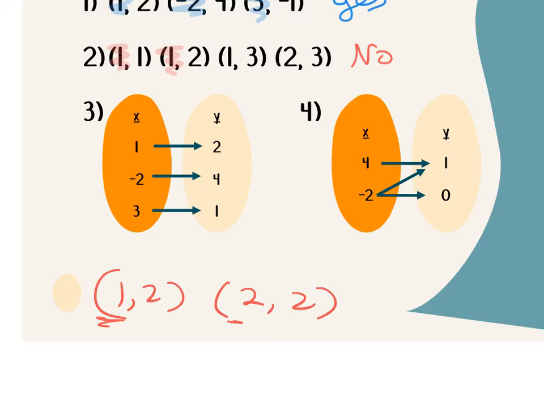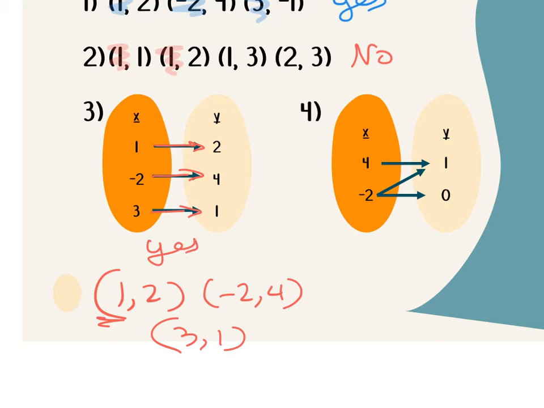Now 3 and 4, these are mapping diagrams. And again, if you wanted to turn these into ordered pairs, you could. You could show that 1 matches with 2 or maps to 2, -2 to the 4, 3 to the 1. All you're looking for in this is to make sure that there's only one arrow coming out of each x value. So this one would be yes, because notice when I made them into ordered pairs, all of my x values were different.